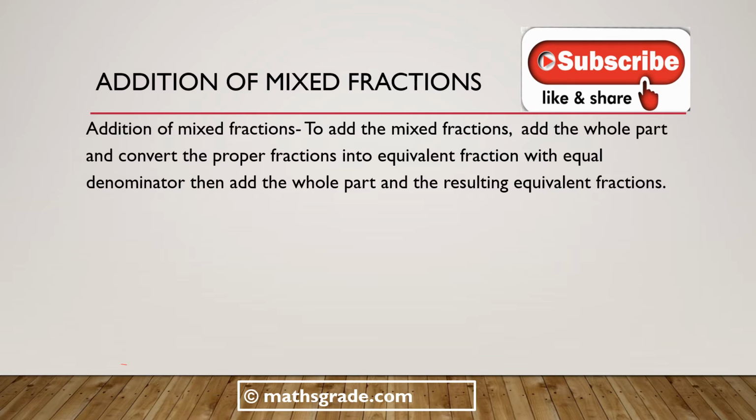Addition of mixed fractions. To add mixed fractions, add the whole parts separately and convert the unlike fractions, that is, those having unequal denominators, into equivalent fractions, making the denominator equal to the LCM by multiplying the same number with the numerator and denominator. We get the same denominators, that is, like fractions. Then we add the whole parts and the resulting equivalent fractions.